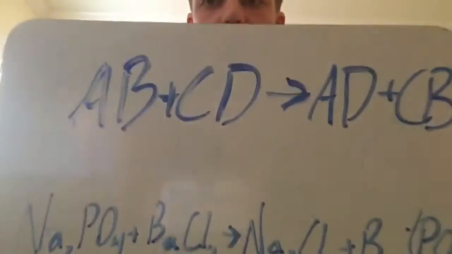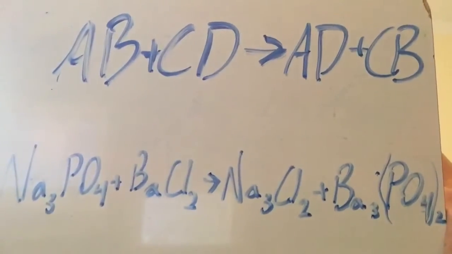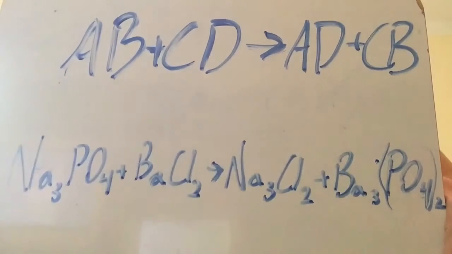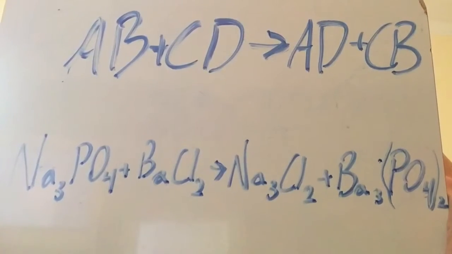The next type of reaction is the double replacement reaction. This type is when two elements get replaced, and same as single replacement, a metal can only be replaced with a metal, and a non-metal can only be replaced with a non-metal. An example of this would be AB plus CD yields AD plus CB, and the bottom equation here is a real life equation.